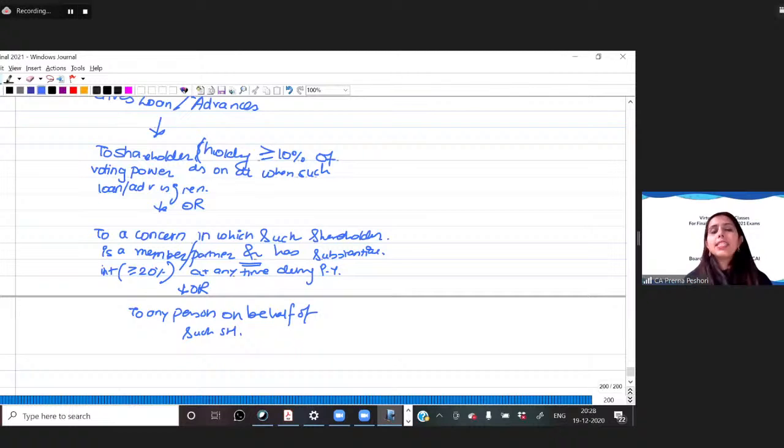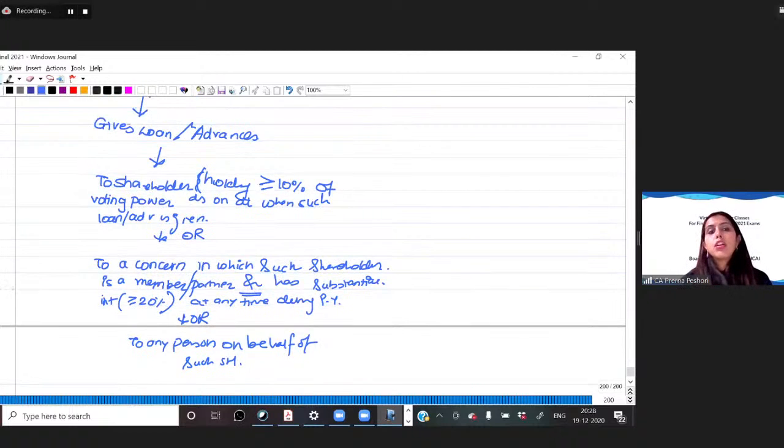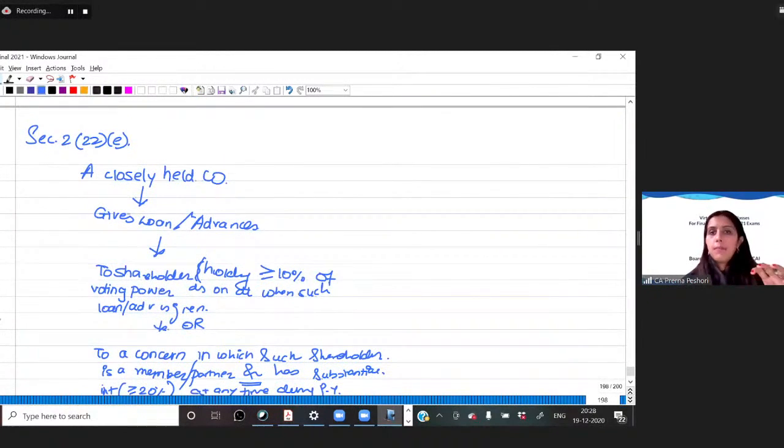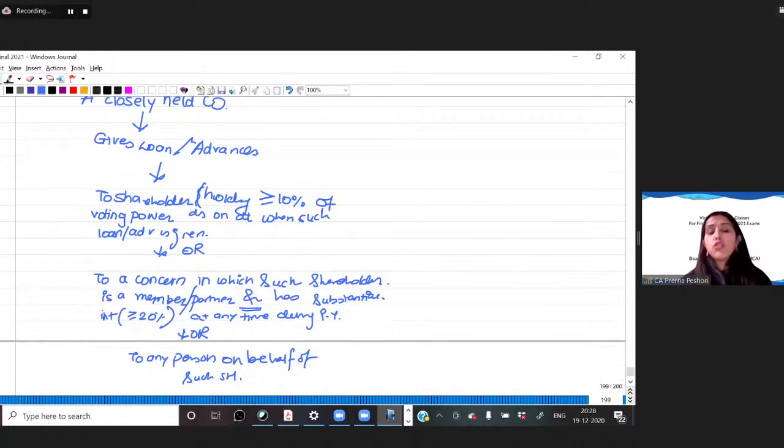Then 222E is attracted. Are you getting that? So if a closely held company, that is, other than a listed company, gives a loan or advances to a shareholder who has more than 10% voting power, or to a concern in which such shareholder has more than 20% interest and such shareholder is a member or partner of that concern. Concern includes even an HUF.